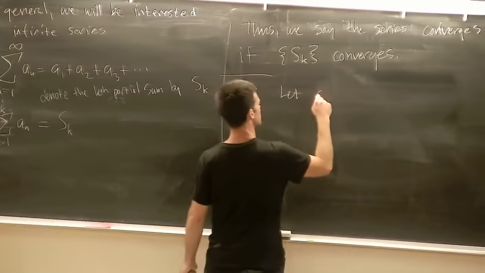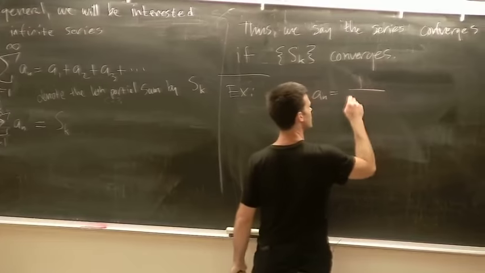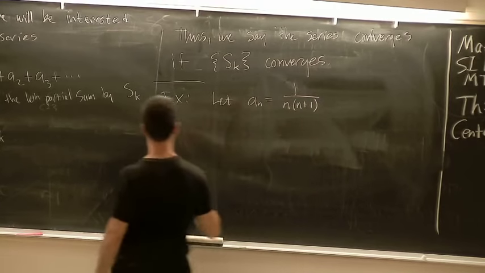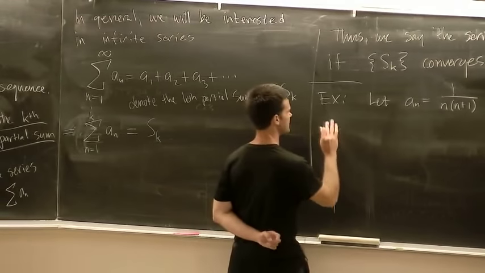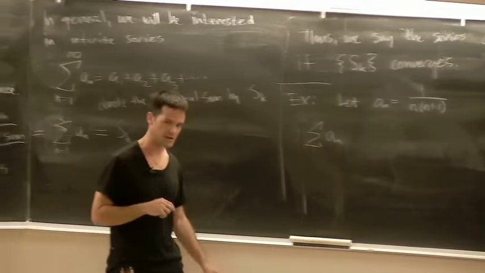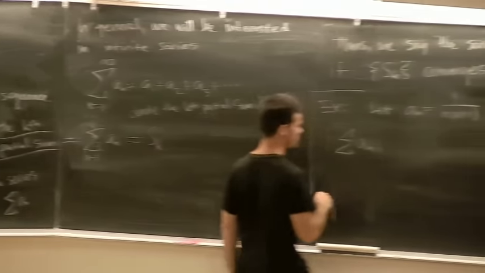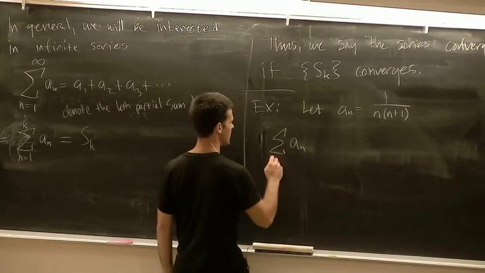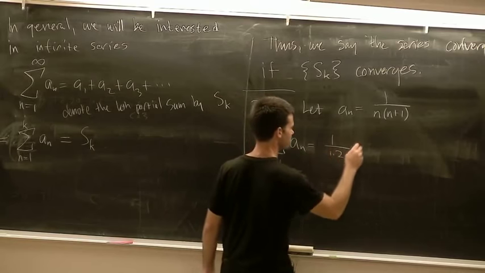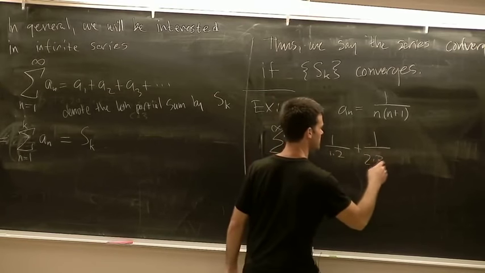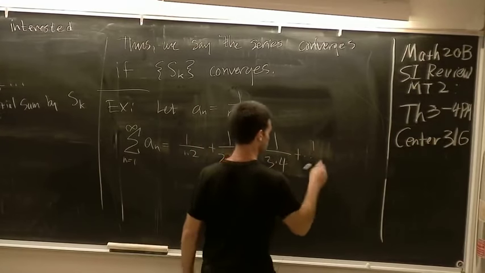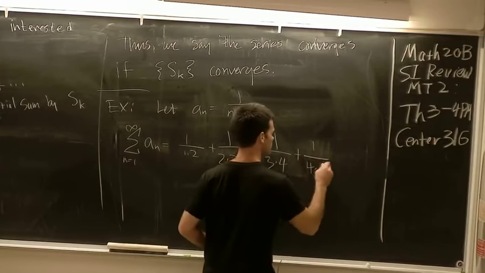So let a sub n be 1 over n times n plus 1. Let's examine the convergence of the series associated with this sequence. So the sum of the a sub n's is going to look like 1 over 1 times 2, plus 1 over 2 times 3, plus 1 over 3 times 4, plus 1 over 4 times 5, and so on.